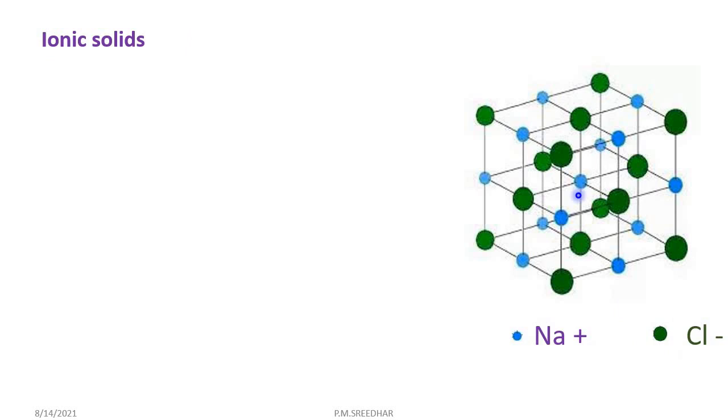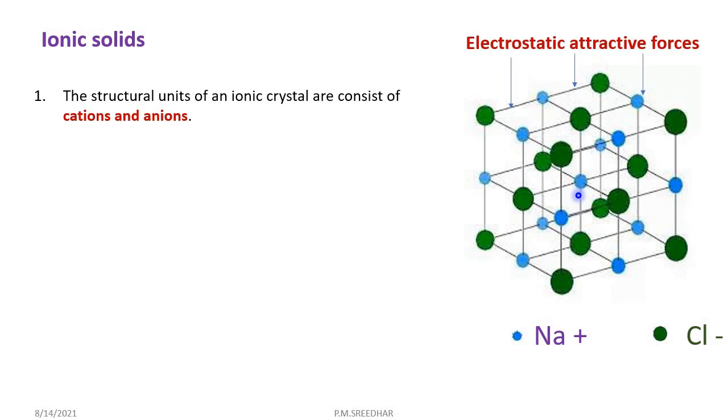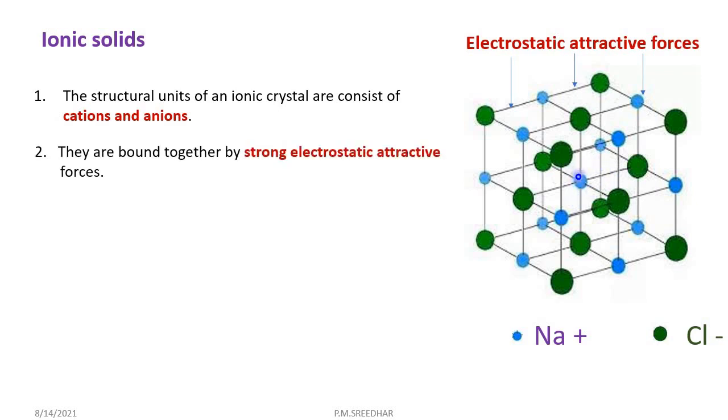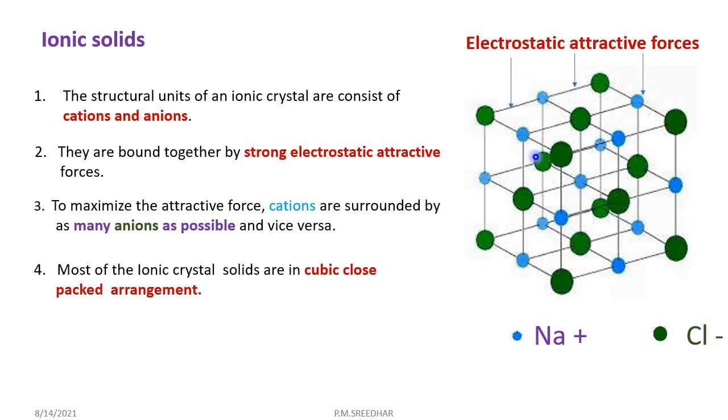These anions and cations are held together by strong electrostatic attractive force. Because of the electrostatic attractive force, ionic solids are hard. If you see, a cation, that is Na plus, is surrounded by 6 chloride anions. Similarly, Cl minus ions are surrounded by 6 sodium cations. Because of the electrostatic force of attraction, most of the ionic solids are in cubic closed packing arrangements.